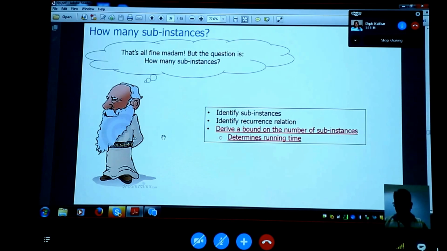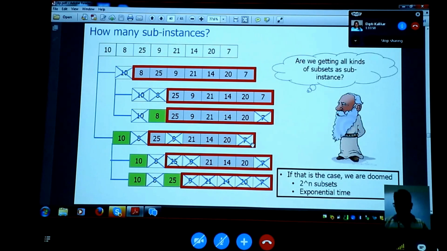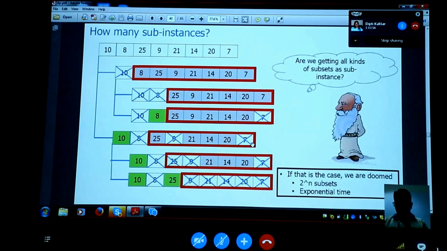He asks, how many sub-instances are here, right? The same question. So we identified the sub-instances, we wrote a recurrence relation, but the question is, how many sub-instances? So let's check that out. Let's see what happens.